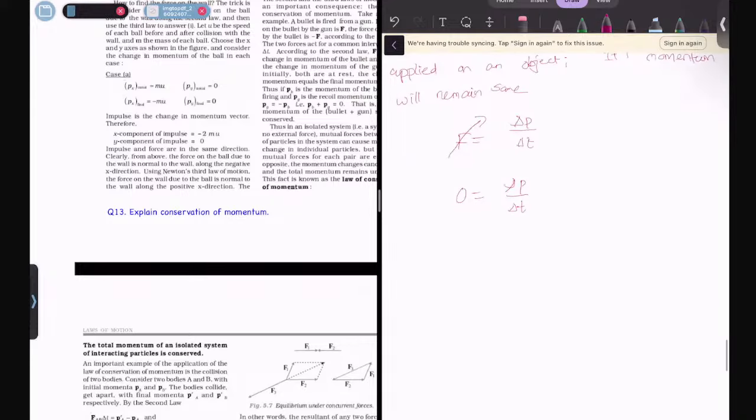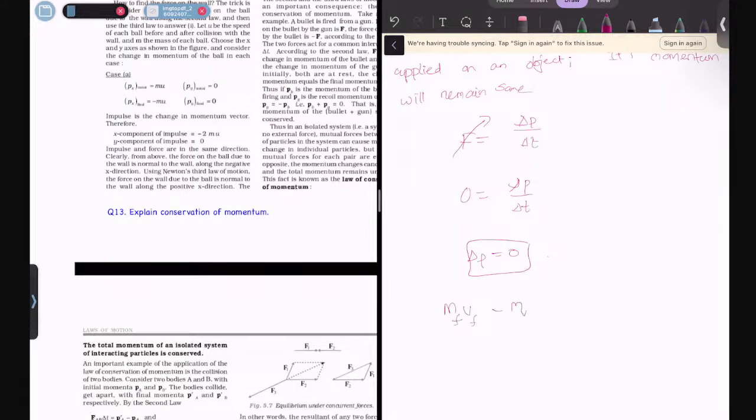So what does that mean? The change of momentum is 0. This is what is conservation of momentum. Change of momentum is final momentum minus initial momentum, which is equal to 0. This is change of momentum, na? mv, mass into velocity. Final momentum minus initial momentum. So final momentum is equal to initial momentum. Easy peasy.